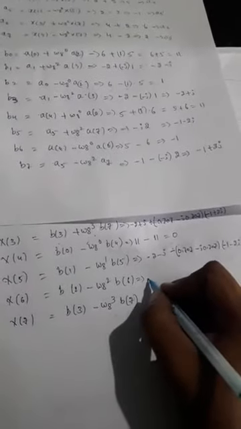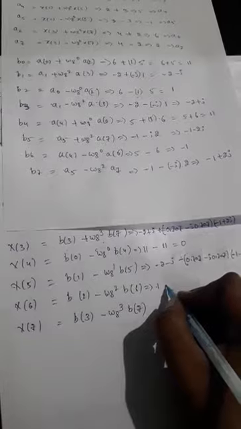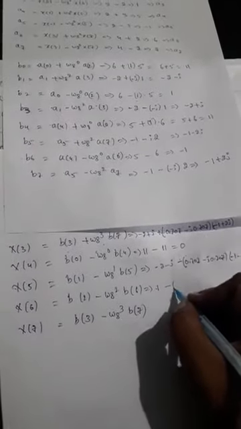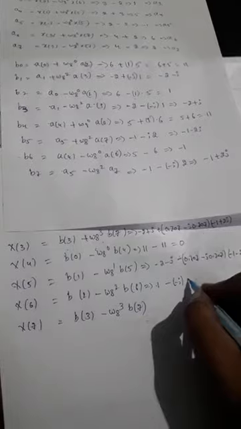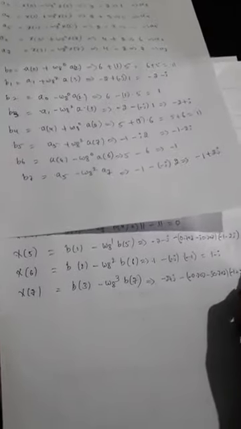Similarly, B of 2. B of 2 value is 1 minus j times B of 6. B of 6 is minus 1. So here 1 minus j. Similarly, B of 3. B of 3 value is minus 2 plus j minus, here, minus 0.707 minus j 0.707, times B of 7, which is minus 1 plus 2j.